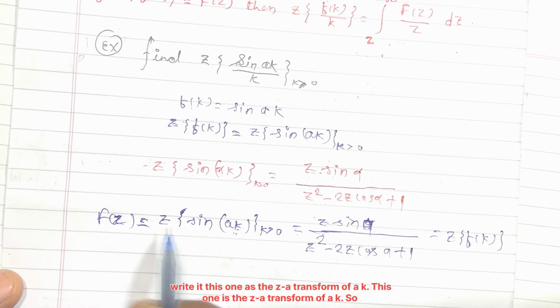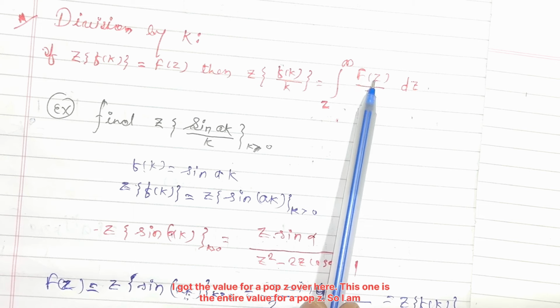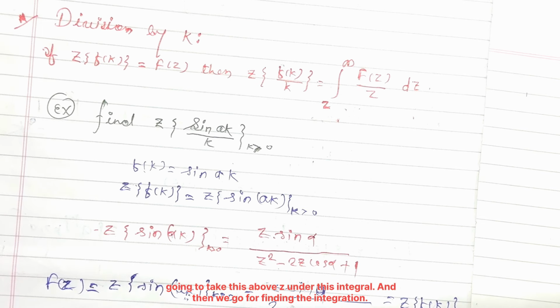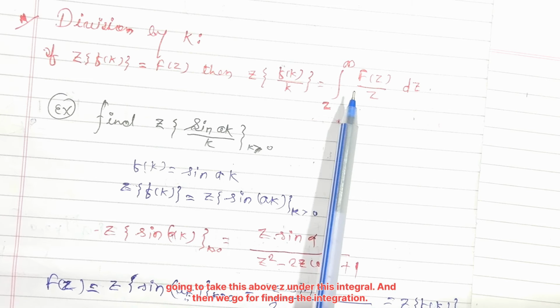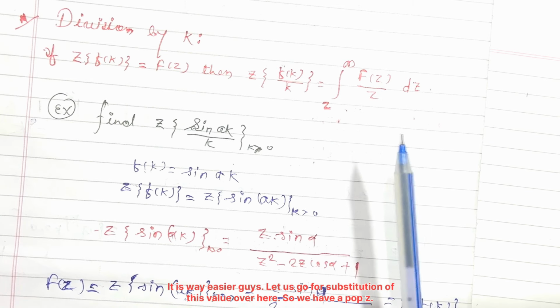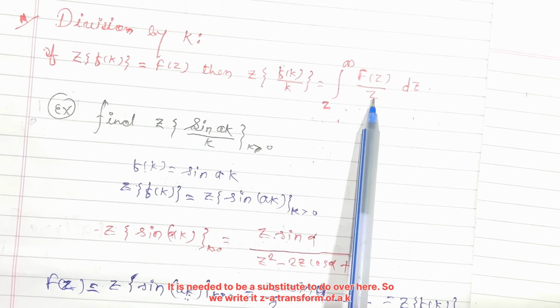This one is the f of z. So I got the value for f of z over here, the entire value for f of z. I'm going to take this f of z under this integral, and then we go for finding the integration. It is way easier, guys. Let's go for substitution of this value over here. So f of z needs to be substituted over here.